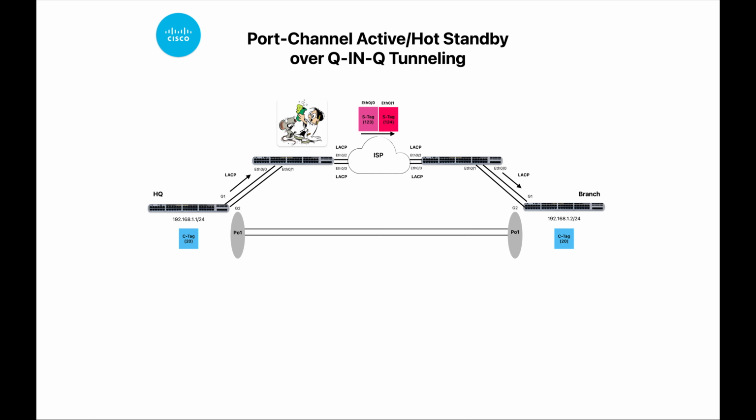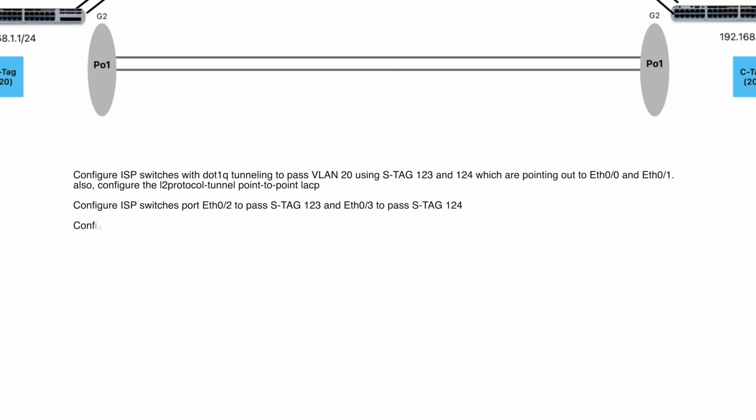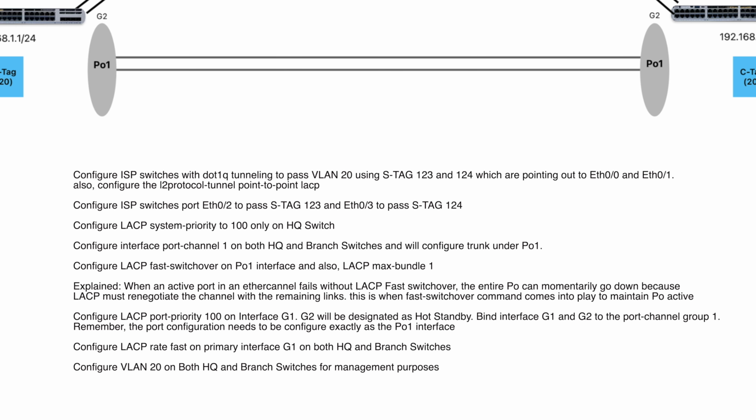All right, so for the lab scope, the first thing we're going to do is configure the ISP switches with 802.1Q tunneling to pass VLAN 20, which is the C tag, the customer tag, using S tags 123 and 124, which are pointing to Ethernet 0/0 and 0/1. Also configure the L2 protocol tunnel, point-to-point LACP. This is going to help us pass LACP messages using the Q-in-Q configuration.